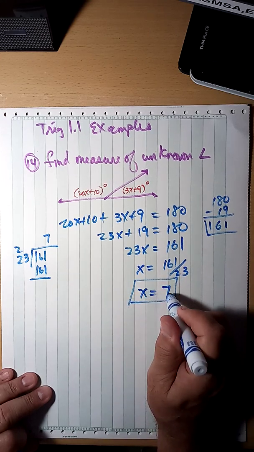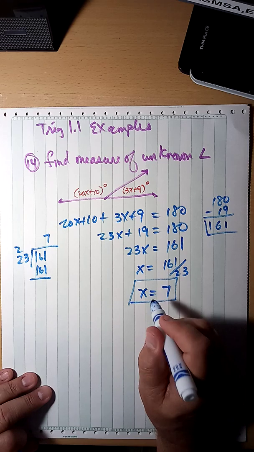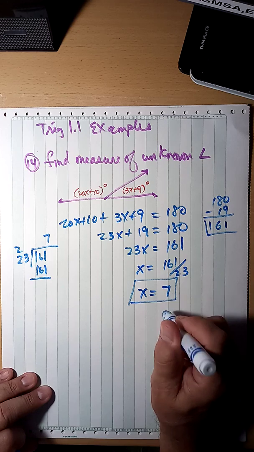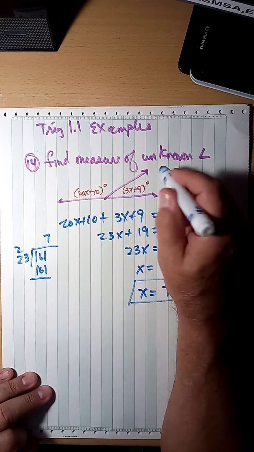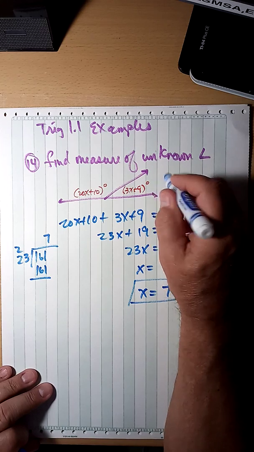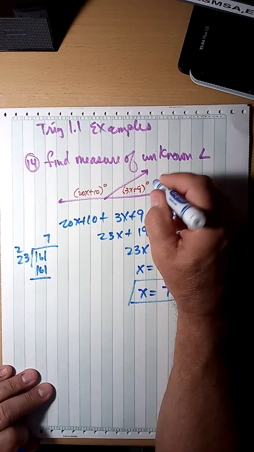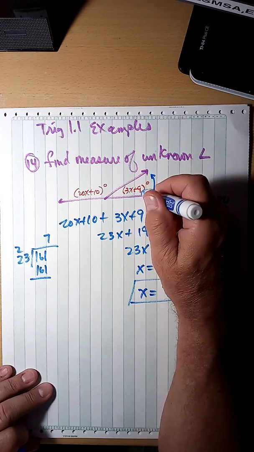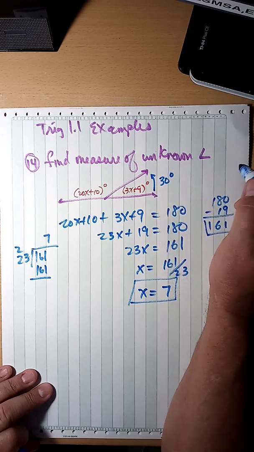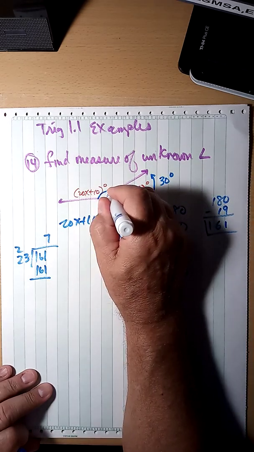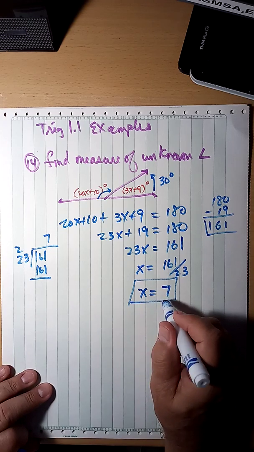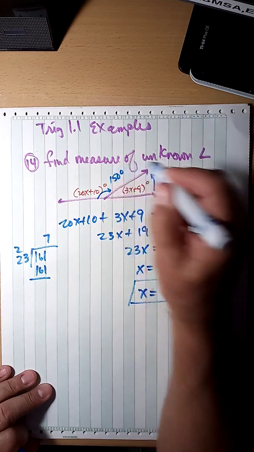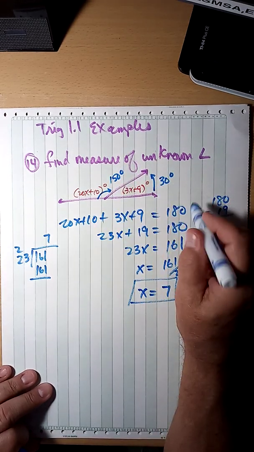So now x is 7. Then if we plug in a 7, it all depends upon how they're asking this question. If x is 7, then this angle is 3 times 7, 21, plus 9 is 30 degrees. And this angle, 20 times 7, is 140 plus 10, 150 degrees, which does add up to 180 degrees.